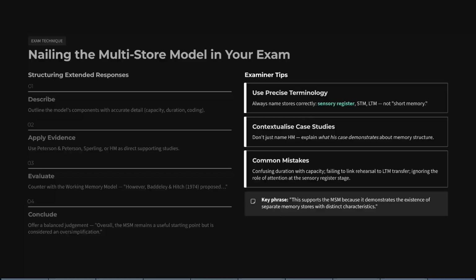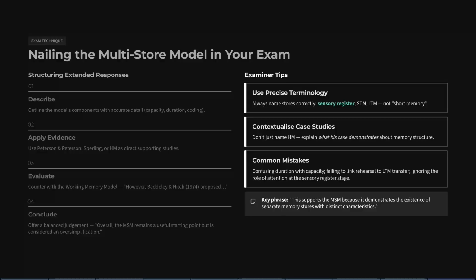And 2, contextualize your case studies. If you mention HM, you must explain what his case demonstrates. "HM is a case study that supports the MSM" is worth almost nothing. "HM's inability to transfer new information to LTM despite intact STM demonstrates that these are anatomically separate stores, supporting the MSM's distinction between them" is worth significant marks.